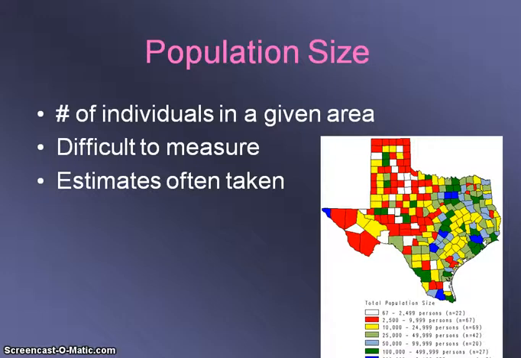Now this can be pretty difficult to measure, especially when you consider animals or other mobile organisms. We're able to move from place to place, and therefore it's hard to track an exact count of how many people are around. And so often estimates are going to be taken. When a census is taken, that's when they try to get an actual count of every single person, but most often it's just going to be an estimate.